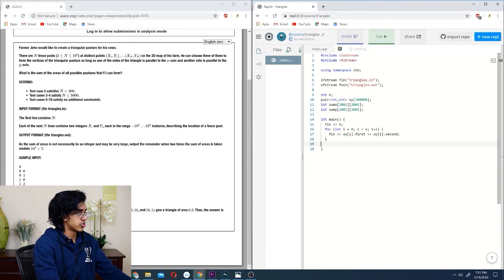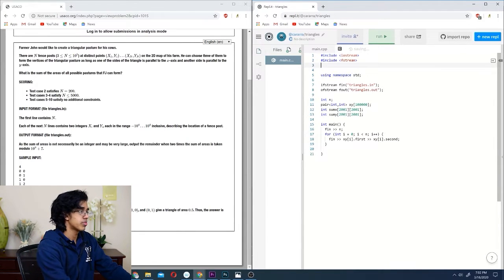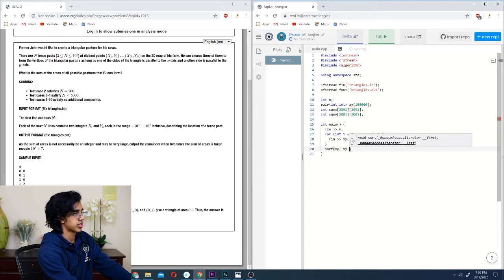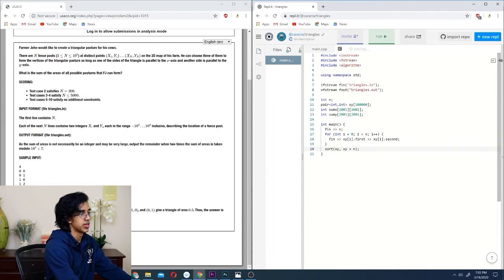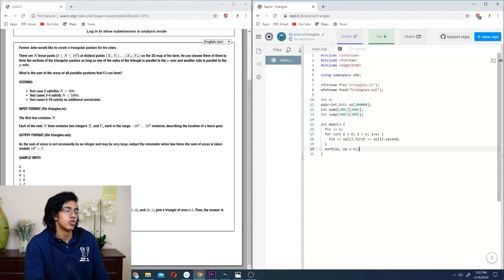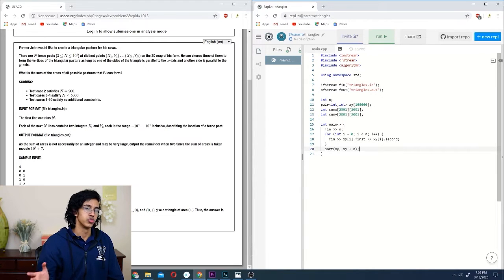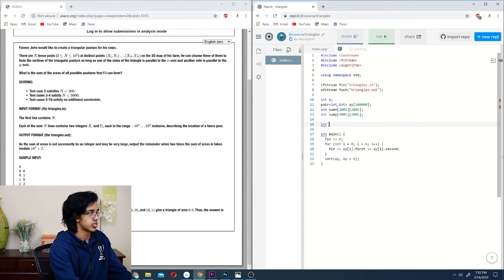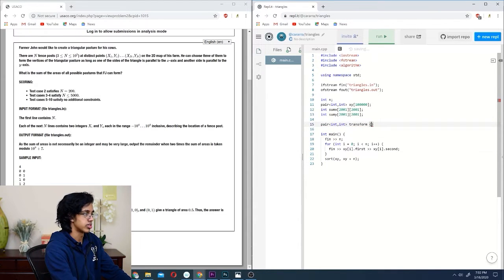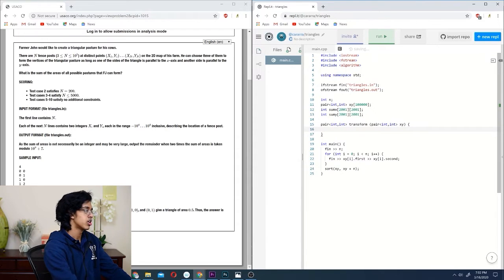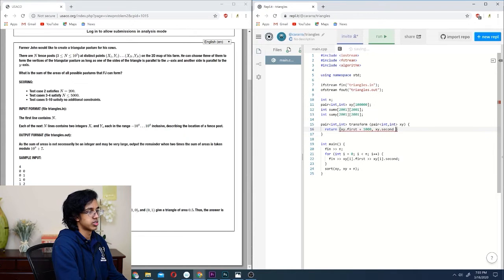Okay, so the first thing we want to do is sort it, so we have to include our algorithm, and then we'll sort xy, xy plus n. Then we should have a transform, so we should transform it to its index. So pair int transform, probably want to return coordinates, and then we'll pass it in a pair int xy, and basically we'll just shift it up by 10 to the 4th, and then xy dot second plus 10 to the 4th. Whoops, I can't type 10 to the 4th. 10 to the 4th. Epic.